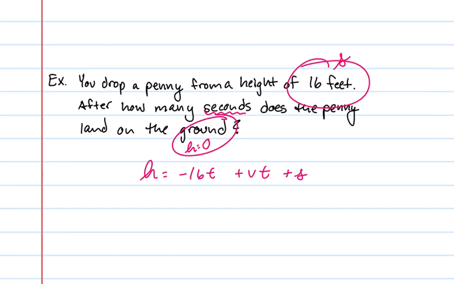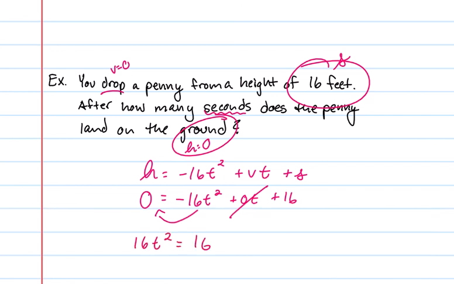I don't have velocity. Well, it said you dropped it. Did you throw it with some velocity, some speed on it? No, you didn't. So velocity here actually equals 0, which is a really nice value for it. So substituting in all those values, negative 16t squared plus 0t plus 16, that disappears. And if you add 16 to both sides, negative 16t squared to both sides, you get 16t squared equals 16.